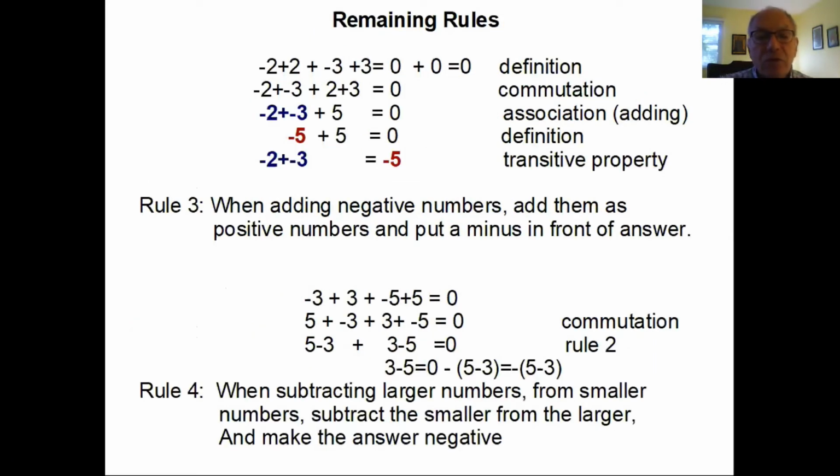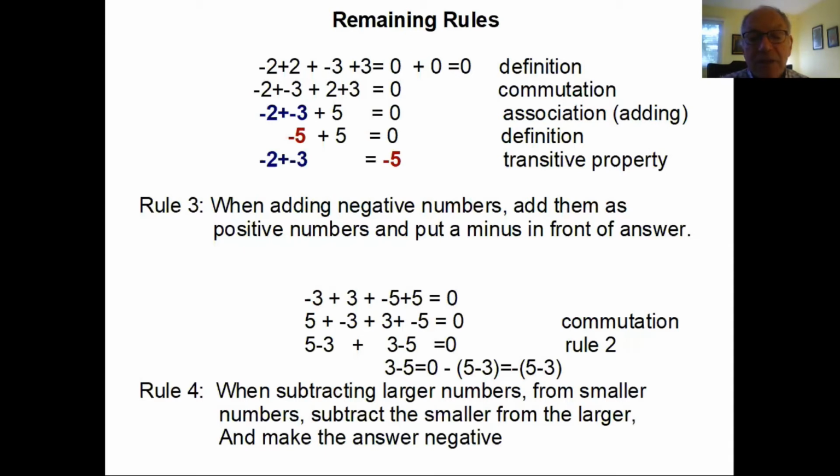Now, there's two more rules we'd like to learn. If we take our definition and we see that -2 plus 2 is 0, -3 plus 3 is 0, rearrange our numbers so we have the negative numbers together and the positive numbers. You see that 2 plus 3 is 5. And we know that if we add -5 to 5, we will get 0. So therefore, we conclude that -2 plus -3 is -5. So when adding negative numbers, we add them as positive numbers and put a minus sign in front of the answer.